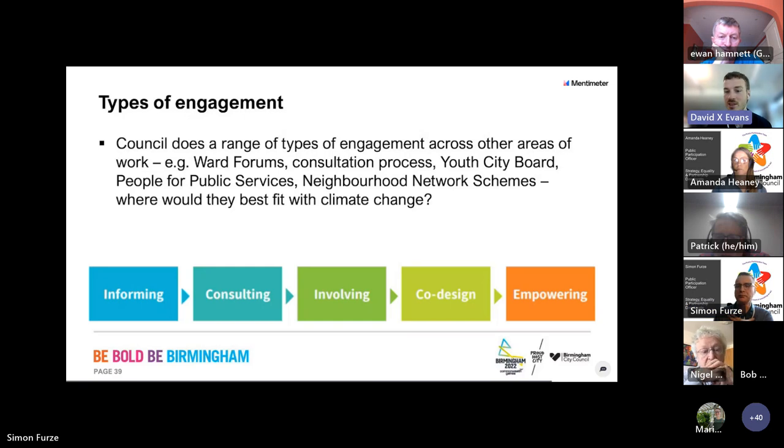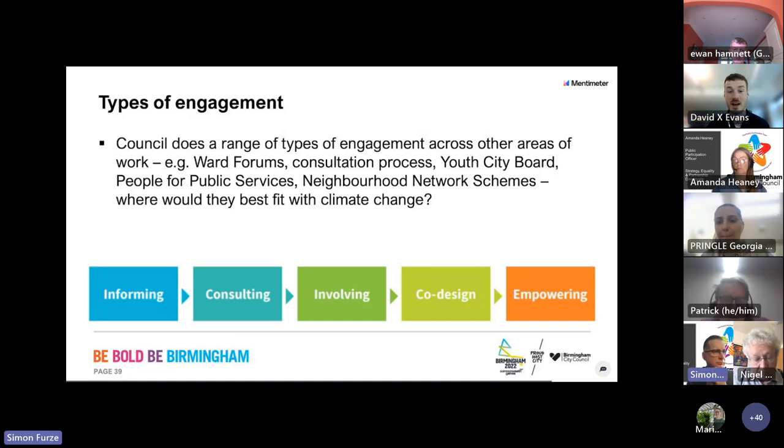So it's important to have the council take a range of these across all its areas of work, with the public participation team involved in most of these. Board forums are one example, our consultation process. But we've got things like a youth city board, people for public services, which is part of this. And things like the neighbourhood network scheme, where how the budget is spent is decided by local people. So really, I think the framing of this topic is, how does this best fit with climate change? How can we make the most of these different mechanisms and get the real benefits for how the council acts?